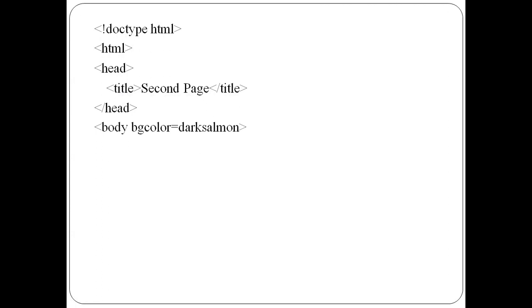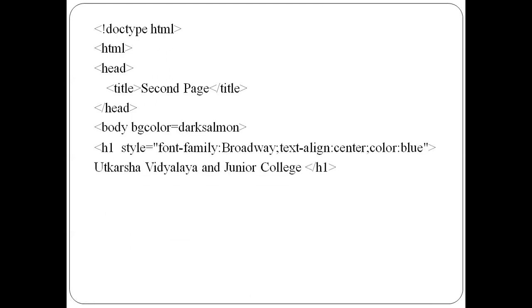After that we have a body tag. Whatever we write inside body will appear on our web page. Here I have used only one attribute of the body tag, that is bgcolor, which stands for background color. Okay, you can assign any background color to your web page. Then I have used heading 1, that is the H1 tag. Inside H1 I have written Utkarsh Vidyalaya Junior College. So this will be treated as my largest level heading.